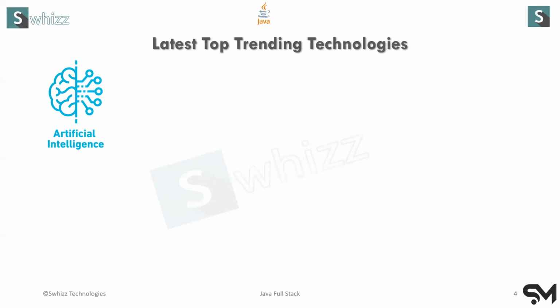The first one that comes is artificial intelligence. Does this ring any bell? Do you know what artificial intelligence is? Okay, intelligence, right? Human intelligence. What is the difference between a human being and other animals?